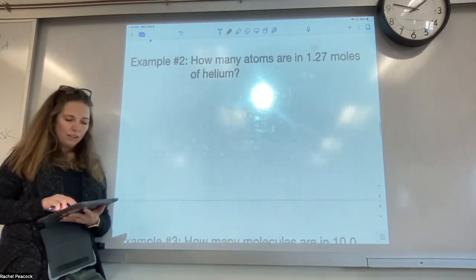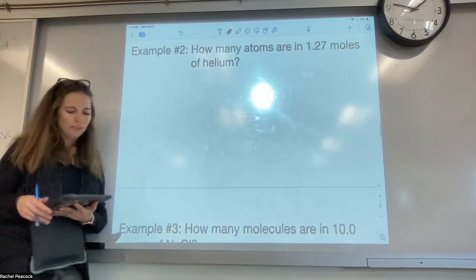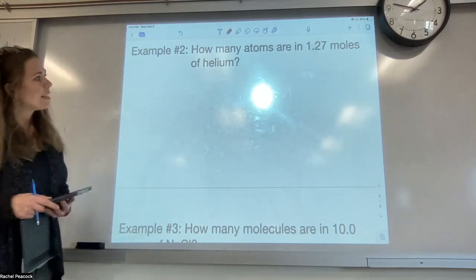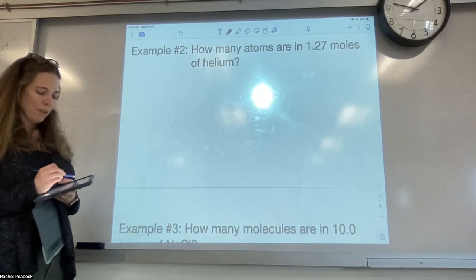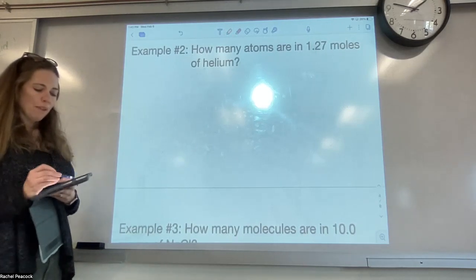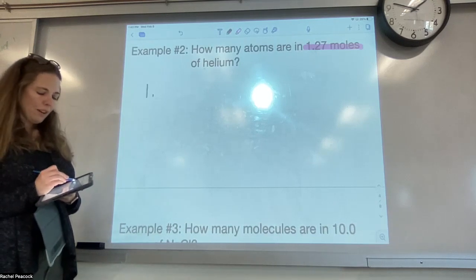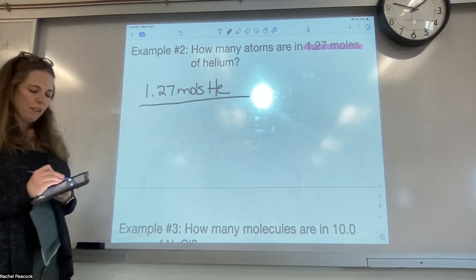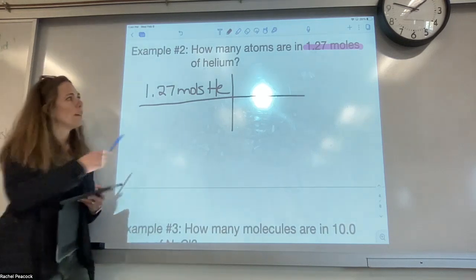Now let's talk, I have my examples labeled wrong. All right, now let's talk about atoms, okay? This says how many atoms are in 1.27 moles of helium, all right? You're gonna set up your fence the same way. You're starting with 1.27 moles of helium, okay? Make your fence.